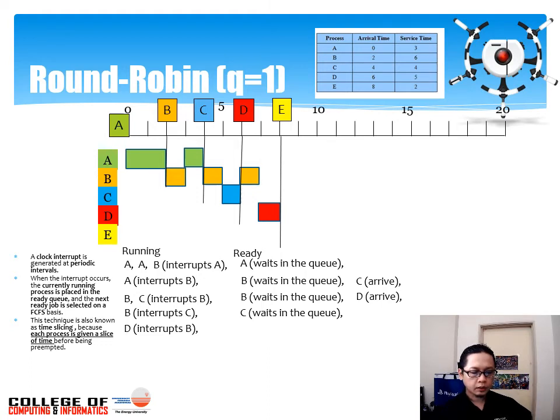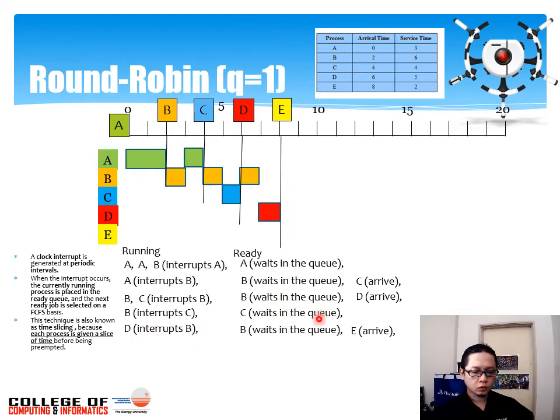So where will E be waiting? E will be waiting after B is interrupted here. D interrupts B, B waits in the queue. E arrives, so now there are three processes there. So D is executing here.